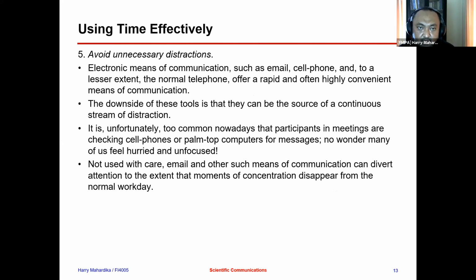Avoid unnecessary distraction. Electronic means of communication such as email, cell phone, and to a lesser extent normal telephone offer a rapid and often highly convenient means of communication. The downside of those tools is that they can be a source of a continuous stream of distractions, such as our laptops, such as our smartphones. Even though they basically help us in our work, they can also be a source of our distraction.